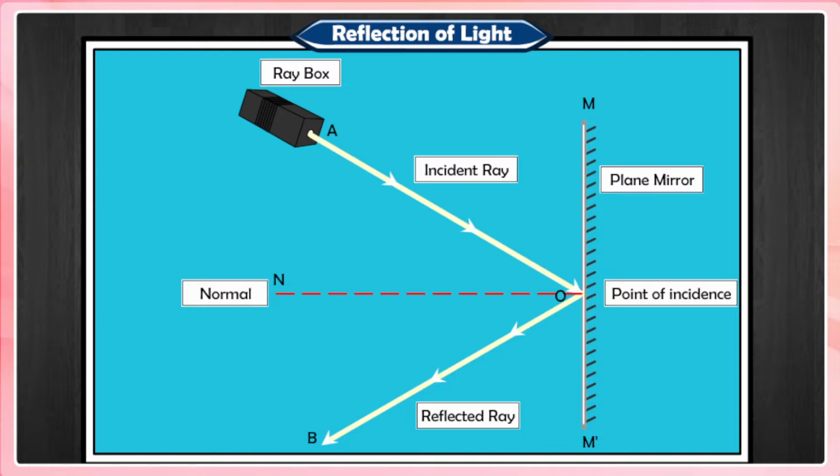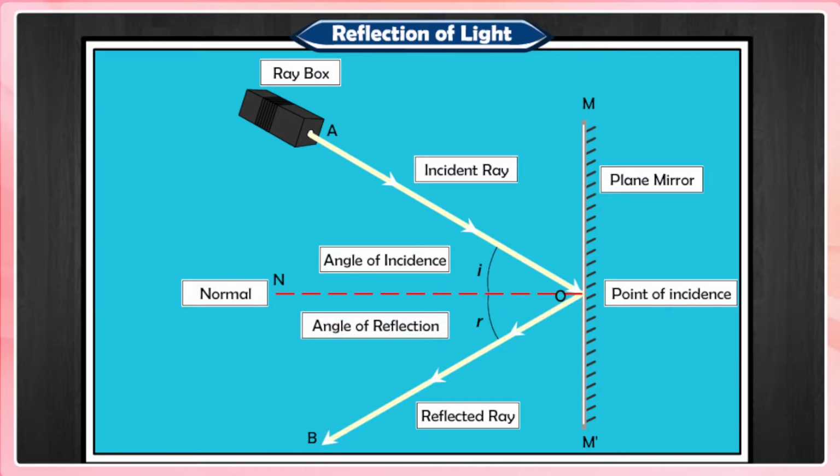The angle between the incident ray and the normal is called the angle of incidence. The incident ray is AO and NO is the normal. So the angle AON is the angle of incidence. The angle between the reflected ray and the normal is called the angle of reflection. The reflected ray is OB and the normal is NO. So the angle BON is the angle of reflection.